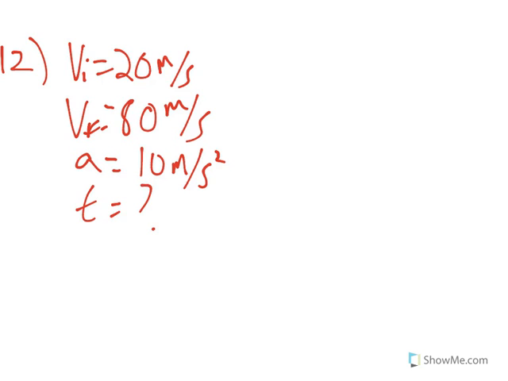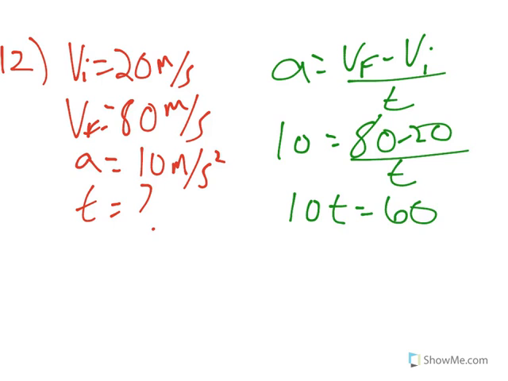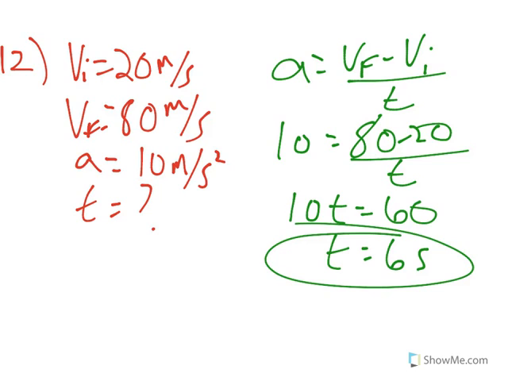So what we're going to do is a equals vf minus vi over t, because we have the final velocity. And we're going to do 10 equals 80 minus 20 over t. Sorry, I first said it wrong, it's 80 minus 20 over t. And so we get 10t equals 60, and t would be equal to 6 seconds. So it would take 6 seconds for that to happen.